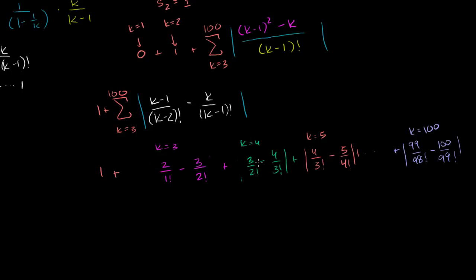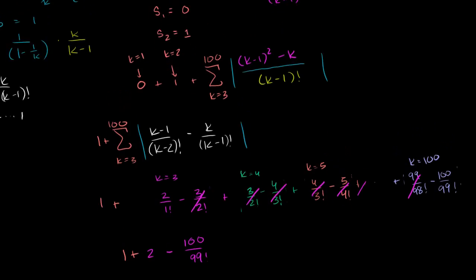And now it becomes pretty clear how the cancellation is going to happen. The second term from k equals 3 cancels with the first term from k equals 4. Those cancel. Then these two cancel. Then this is going to cancel with the one from k equals 6. It's going to keep happening, all the way to the second term from k equals 99. And we're just left with the 1 out front, 1 plus this 2 over 1 factorial, which is just 2, and then minus 100 over 99 factorial.